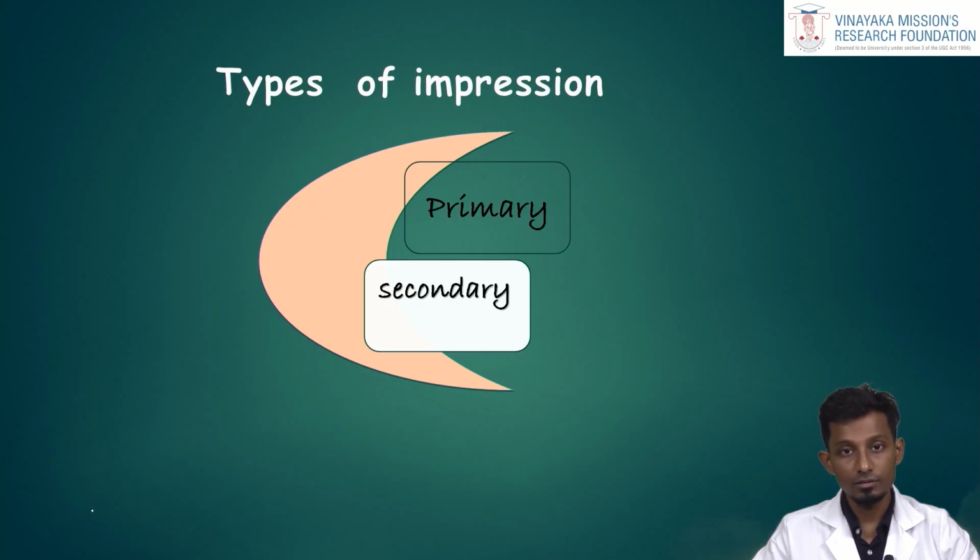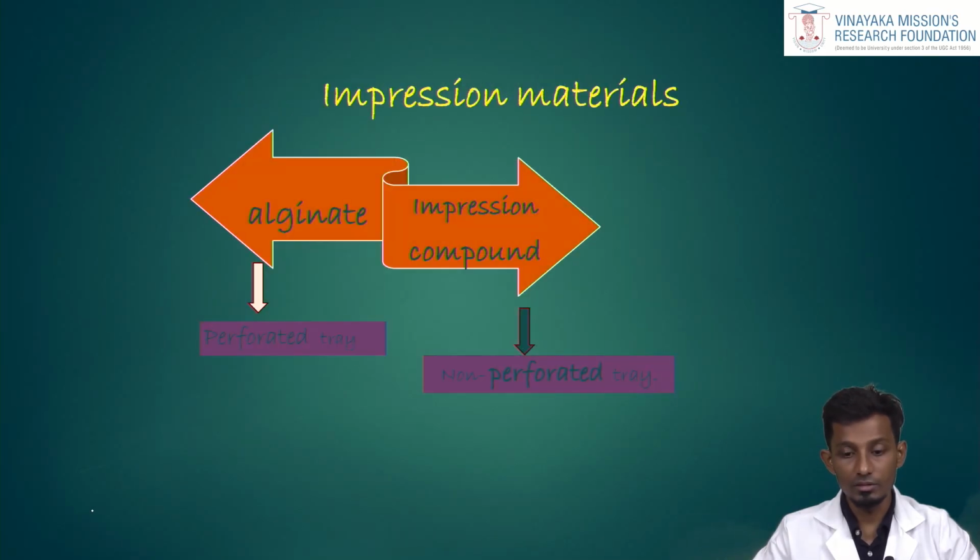Coming to the types of impression, first we do what is called the primary impression. Then using that primary impression, we pour a cast, and using that we fabricate a tray, using which we take a secondary impression. So these will be the two types of impressions made during the fabrication of a complete denture. Coming to the impression materials, there are different impression materials available in the market over time, with recent advancements. However, alginate or impression compound is commonly used for a primary impression.